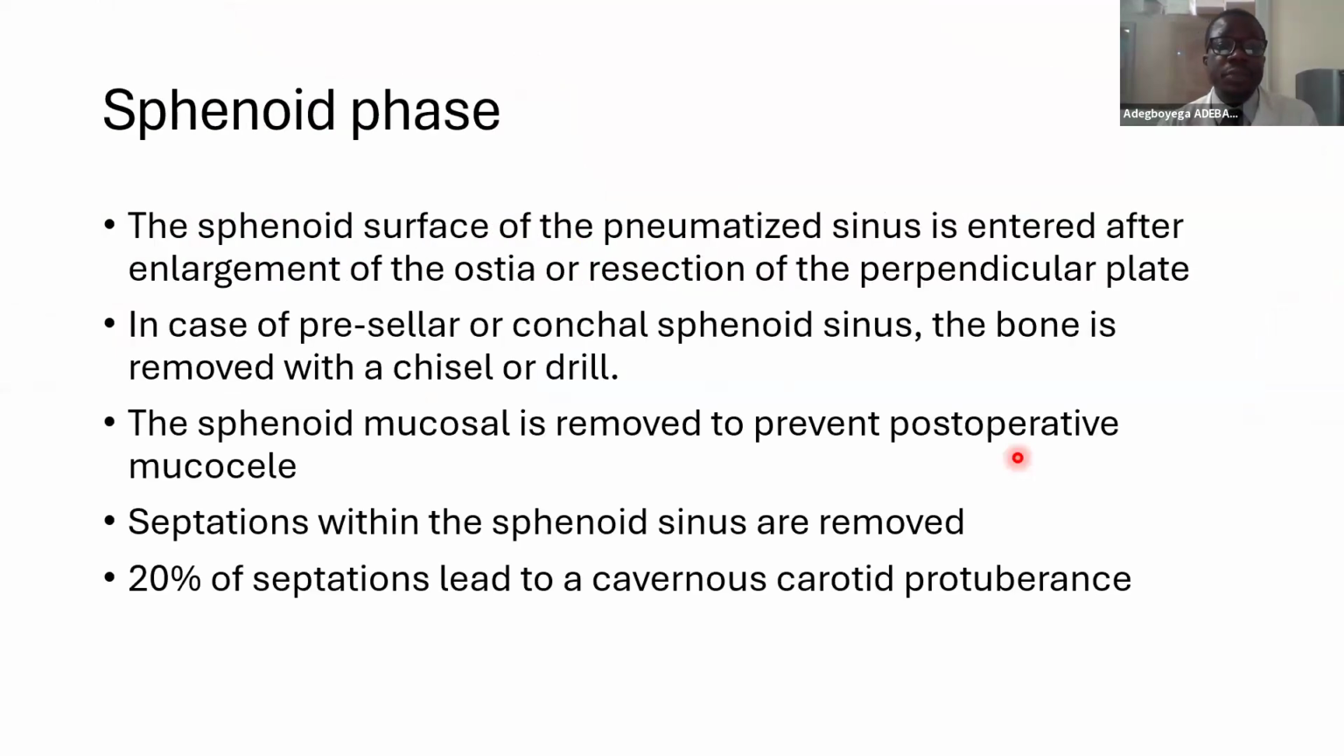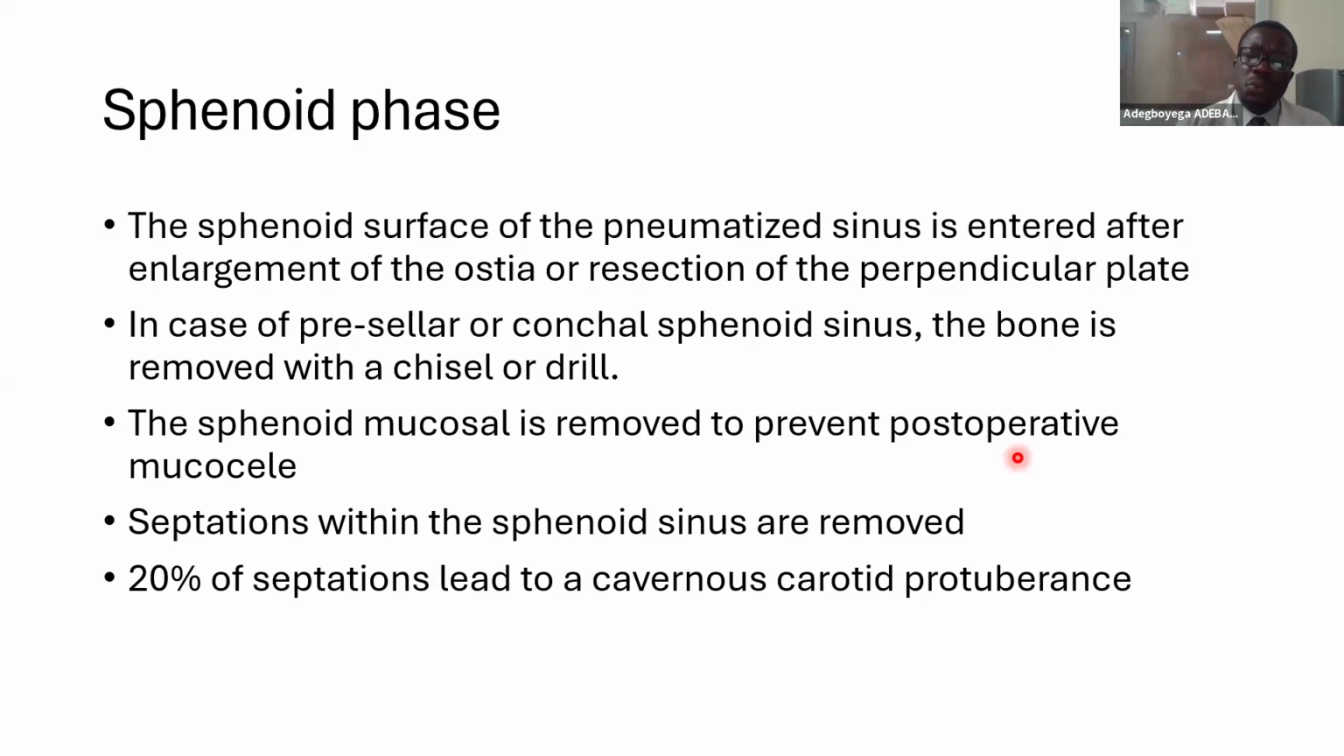In the sphenoid phase, the pneumatized sphenoid sinus is entered after the posterior septectomy of the nasal septum is done to create more room. The sphenoid ostium is identified, the sphenoid rostrum is identified, and the widening of the sphenoid ostium is done from one end to another.